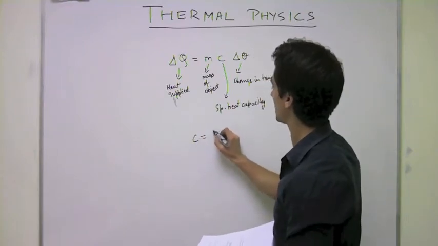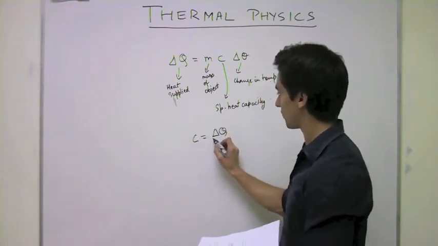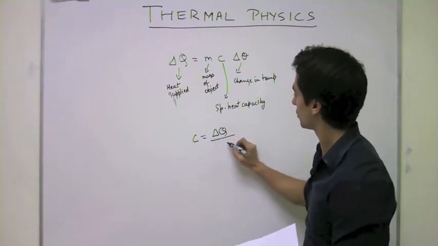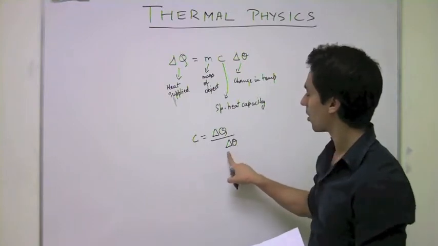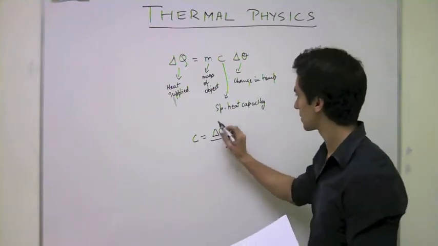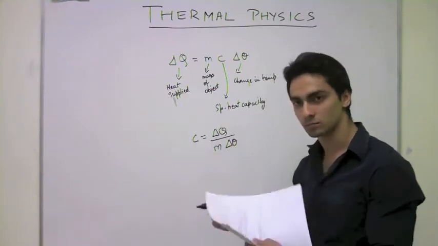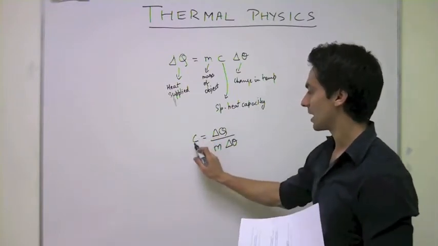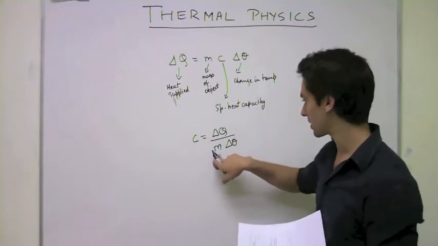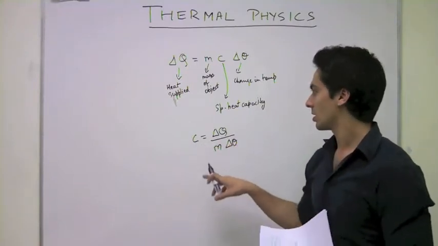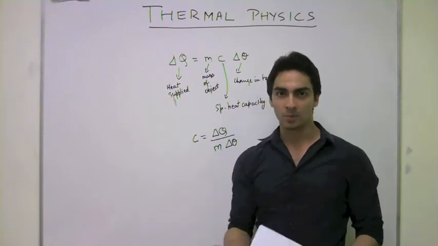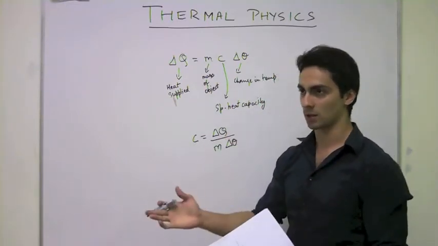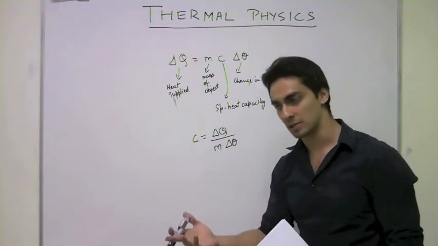Specific heat capacity is therefore defined as the amount of heat required to raise the temperature of an object by 1 degree Celsius for a unit mass of that substance. So you can see that the specific heat capacity does not depend on the mass of the object, it does not depend on the temperature change, it simply depends on the type of substance. For example, copper would have one specific heat capacity, water would have another.